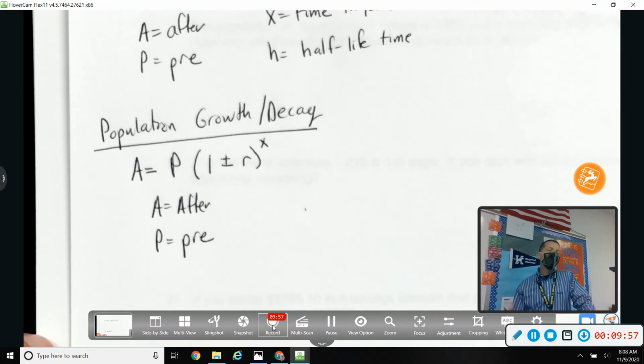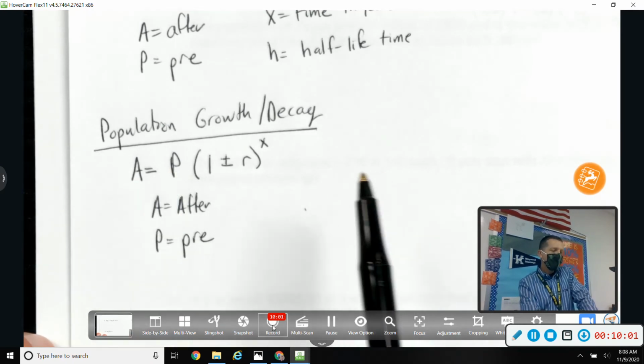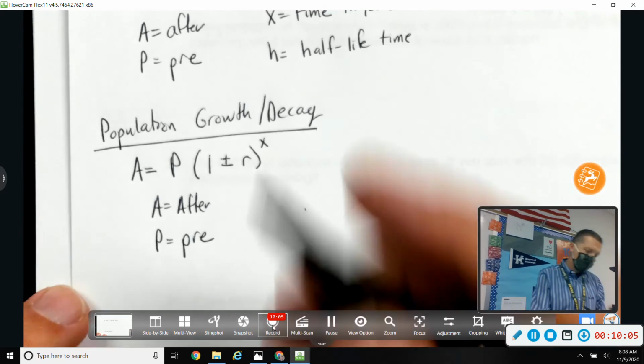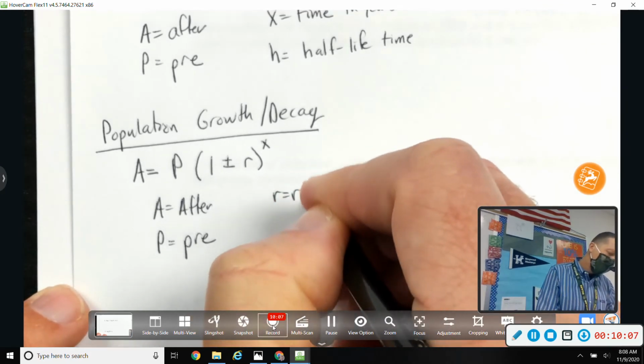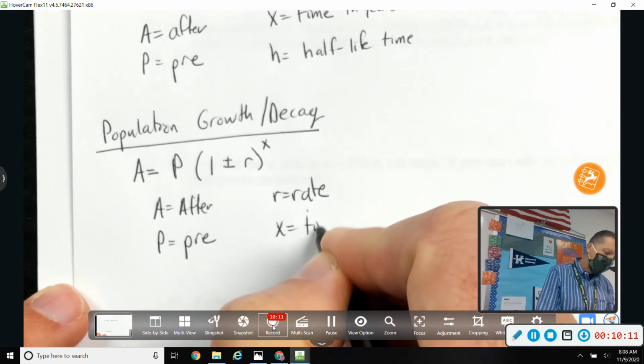On the worksheet you get, it says f of x equals p. But why bother with f of x? Let's just use A for after. R we know is the rate. X is the time in years.